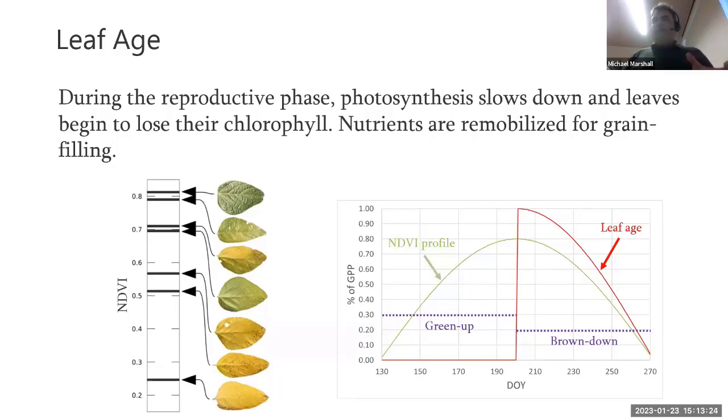You use Sentinel-2 data to identify an index and what time of the season is good at predicting yield.